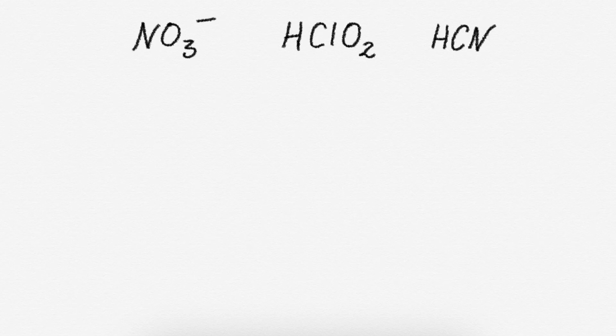So here we have three different molecules: the nitrate ion, an acid, which in this case I've chosen chlorous acid, and the last molecule is another acid, hydrocyanic acid. And we're going to draw their Lewis dot structures, okay? So without further ado, we're going to start with the nitrate ion.